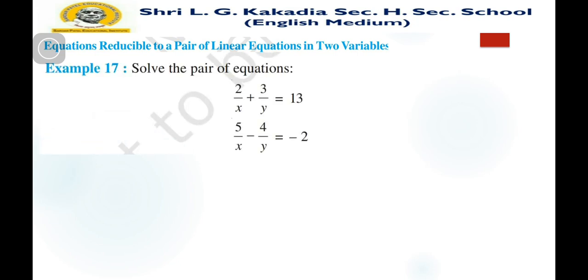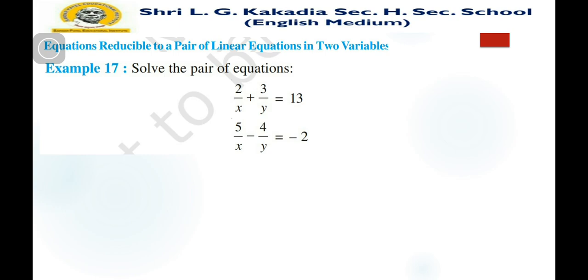Example 17, solve the pair of equations as given here: 2 upon x plus 3 upon y is equal to 13, and the second equation is 5 upon x minus 4 upon y is equal to minus 2. Now you can see that the given two equations are not in the form of linear equations. So we have to first convert them into linear equations, then we can find the solution.